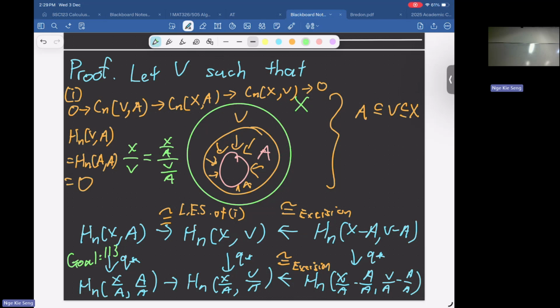To prove that these three maps are isomorphisms, we need the help of the others, because there's some map we cannot say is an isomorphism directly. This one we need help with. This one we are not sure about. This one we are sure about, actually. This one is obvious, because it's actually the same thing, because V deformation retracts to A. The chain complexes you consider have the same homology. So this part is deformation retract.